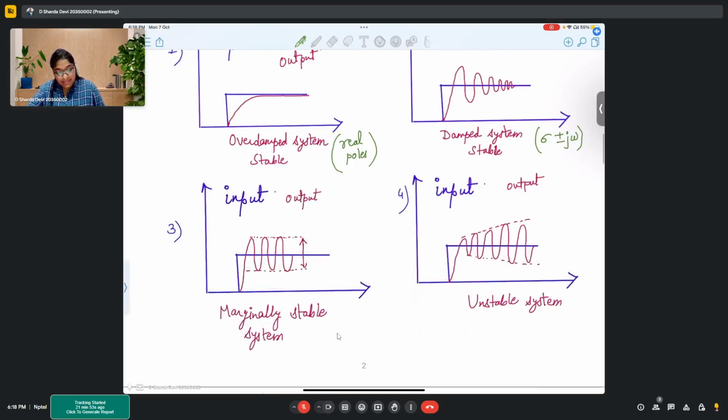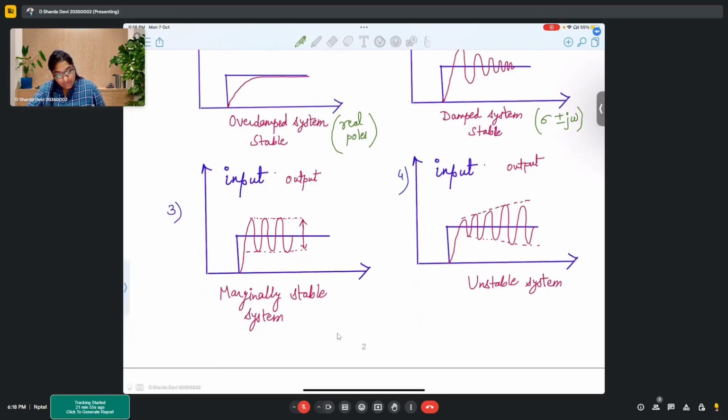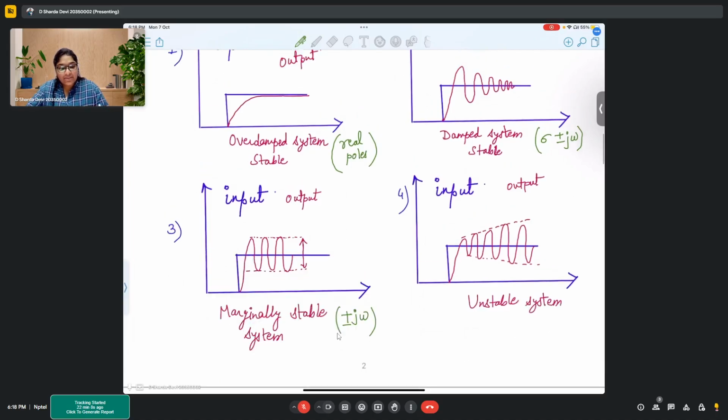In case of marginally stable systems, what happens is you only have poles which have imaginary part. So the overdamped system has only real part in their roots. In case of damped system, you will see both real as well as imaginary part in your roots or in the pole value. When you have a marginally stable system, you will only have imaginary part of the root.